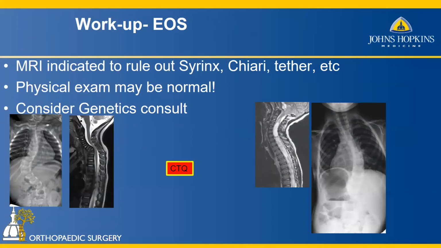So the workup should include a dedicated MRI for both infantile and juvenile. Anybody in the early onset group should have an MRI because you're trying to rule out the kind of baseline levels of syrinx, Chiaris, and tethers.